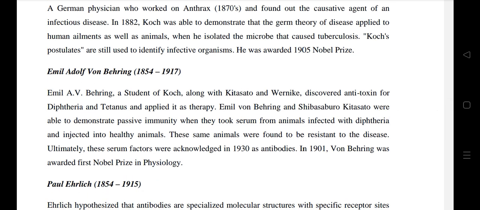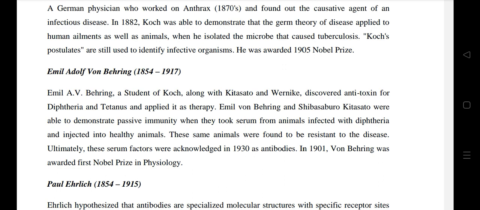Emil Adolf von Behring, 1854 to 1917. Emil A. von Behring, a student of Koch, along with Kitasato and Wernicke, discovered antitoxin for diphtheria and tetanus and applied it as therapy.